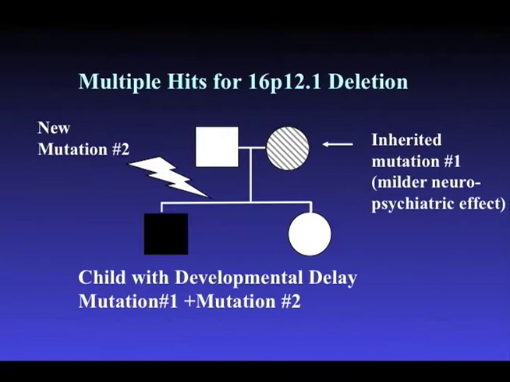You have one parent, and let's say this could be a simplex family, so no family history, but this parent maybe has some kind of neuropsychiatric condition. One event is transmitting in that family. This mother transmits to the son, but another mutation occurs in that son. So two mutations, one maybe new mutation and one inherited mutation, compound to result in a child with a severe outcome, in this case, developmental delay.